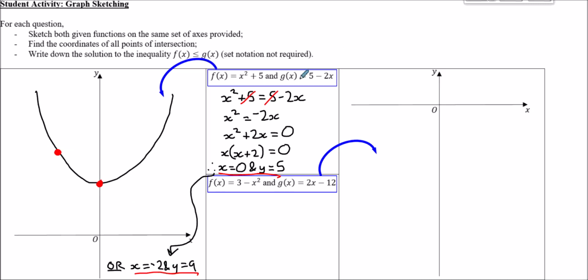And g of x is 5 minus 2x, so it makes sense that when we draw g of x, it's going to go through these 2 points like so. So you need to just get this a bit more spot on. Something like that. So labelling on that this is f of x, and the straight line is g of x.